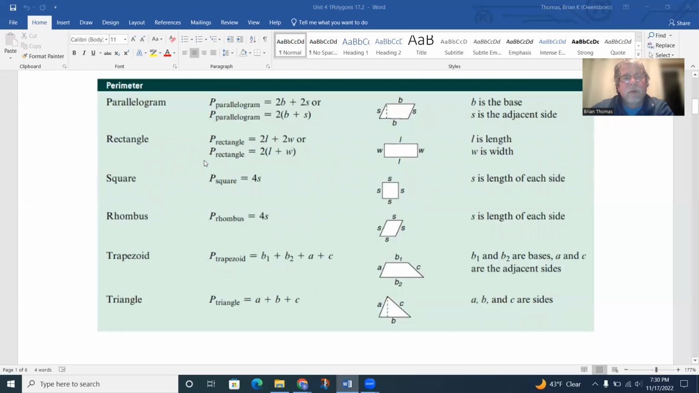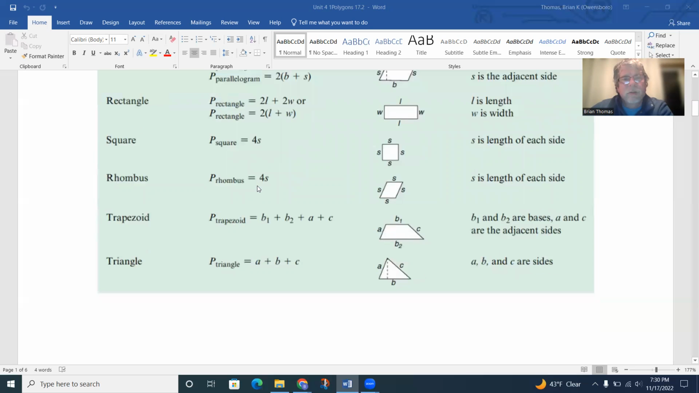You're probably more familiar with the rectangle, L and W. To find the perimeter of a rectangle by formula, we just double the length and add to that double the width. Or we can also go 2 times length plus width. So there's a couple options there to find the perimeter of a rectangle. For a square, we usually denote S as the sides, so 4 times S would be the perimeter.